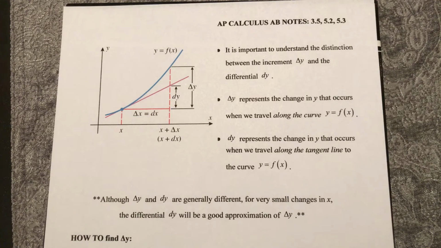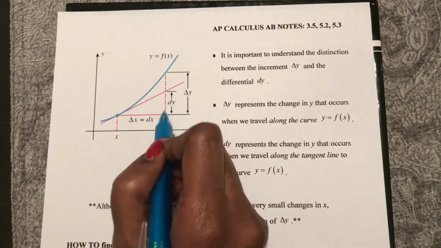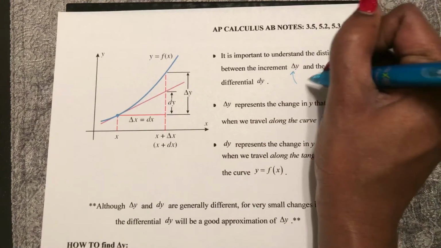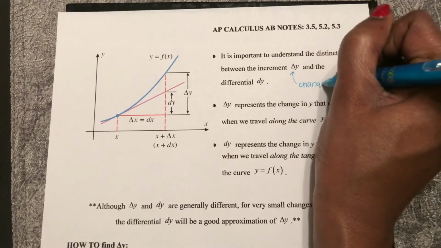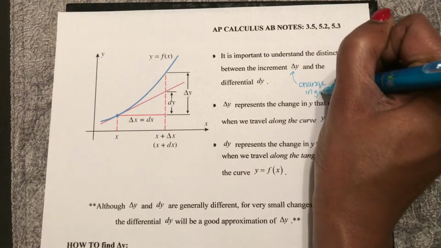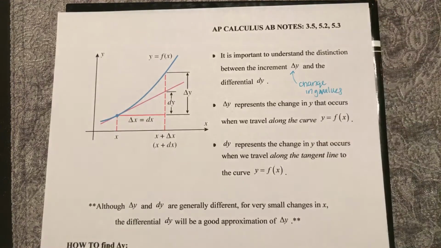So another form of approximation is approximating with differentials. But it's important to understand that there are two types of differentials: dy, which is the rise of our tangent line, and delta y, which I remember is change in y values. So let's look over here to the left to see what's going on.